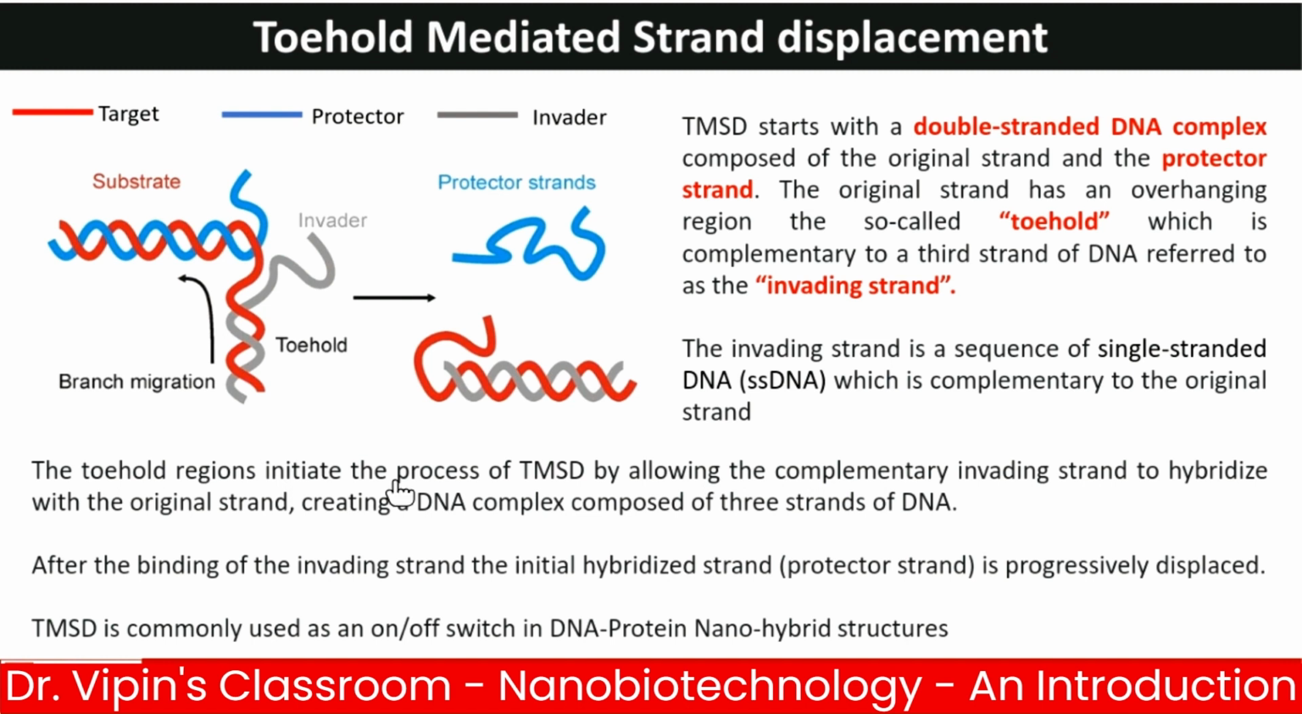The toehold region initiates the process of TMSD by allowing the complementary invading strand to hybridize with the original strand, creating a DNA complex composed of three strands of DNA. After the binding of the invading strand, the initial hybridized strand or protected strand is progressively displaced. TMSD is commonly used as an on-off switch in DNA protein nanohybrid structures.